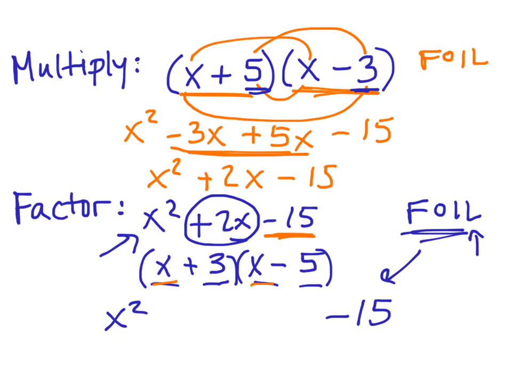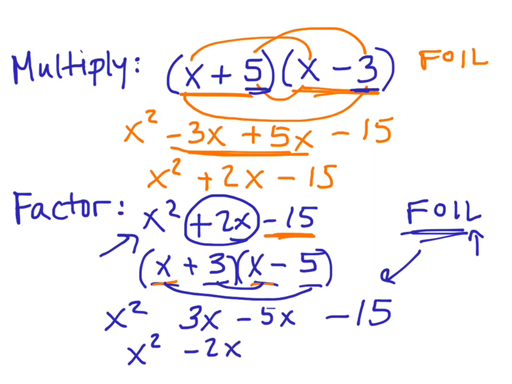And then the inner terms, 3 times x is 3x. And then the outer terms, x times negative 5 is negative 5x. So good so far. But now when I go to combine like terms, I have 3x minus 5x, which is negative 2x. So this is incorrect. And I know that it's incorrect because I wanted a positive 2x. So what I would need to do is go back and make adjustments until I have the correct combination of numbers that work for whatever it is that I wanted.